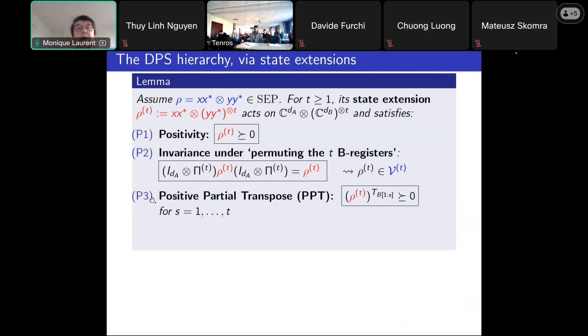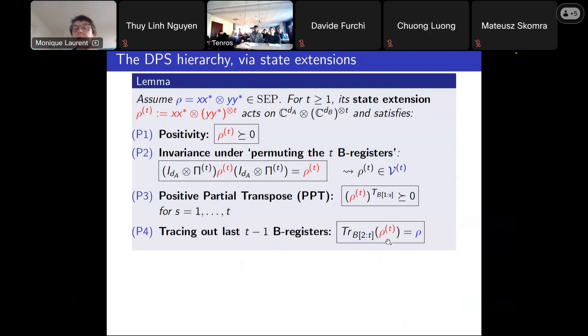And finally, what is the link with the original rho? The link, you get it by tracing out what we added. We have added t-1 copies of yy star. What we do is we trace them out, and we get back rho.